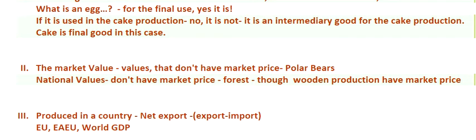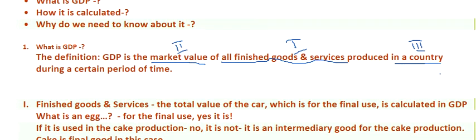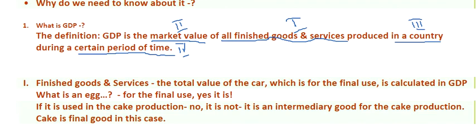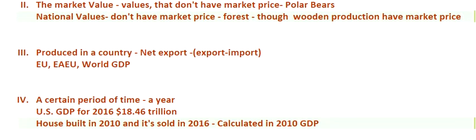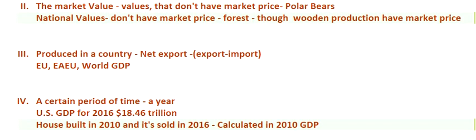And here is our last key point, which is a certain period of time. It's the fourth key point. Let's see, what does it mean? Here we are. Usually we use a year for the calculation of GDP. As we say before, GDP counts only final production, so we calculate the market value of any finished goods and services that are produced in that year.